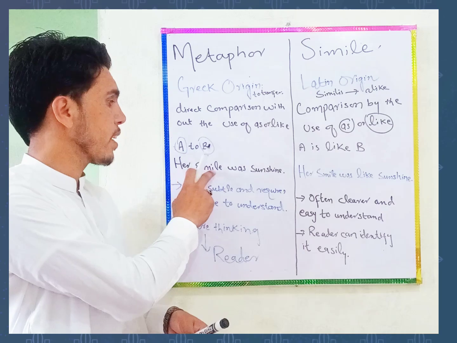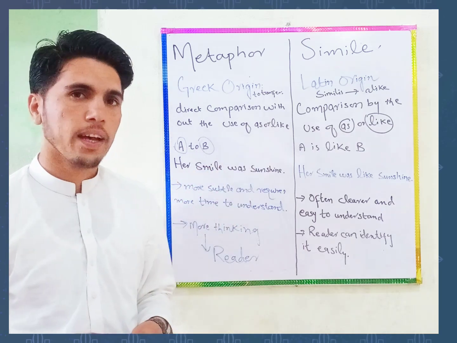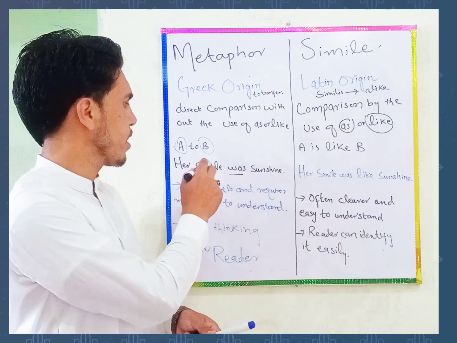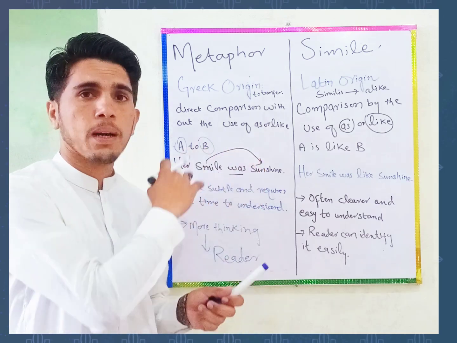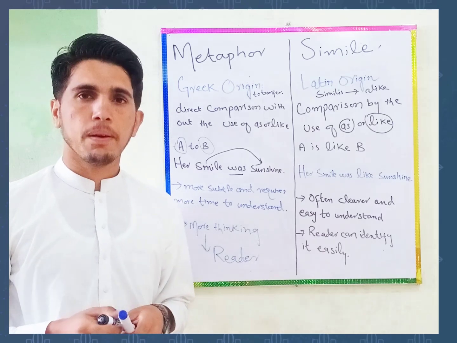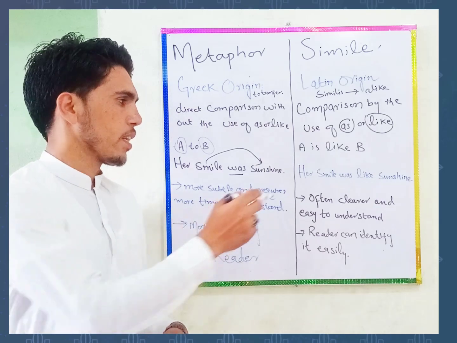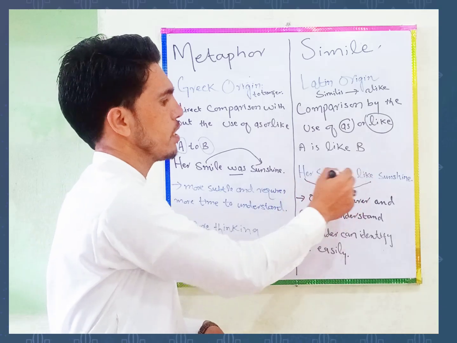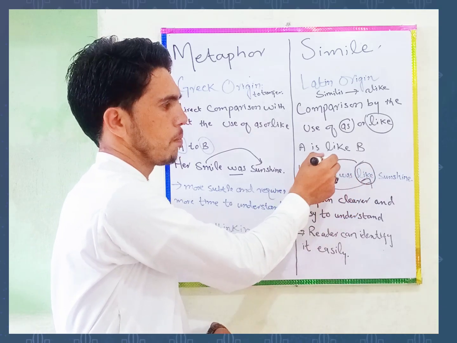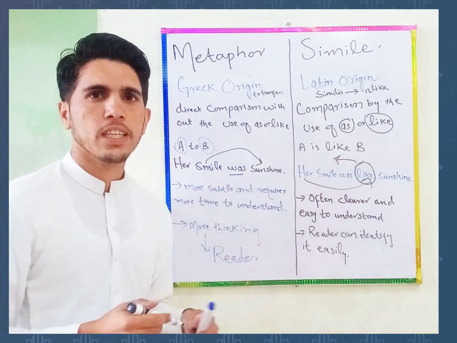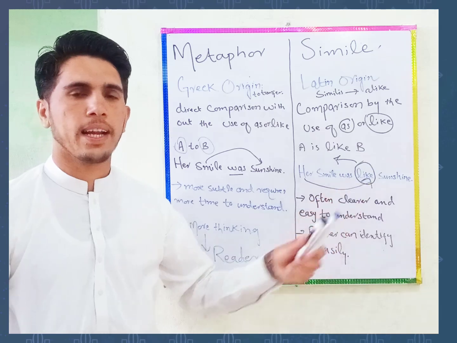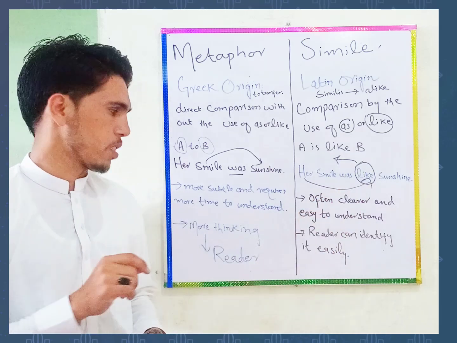For example, her smile was sunshine. Here, her smile is being directly compared with the sunshine. But in the case of simile, this is not so. Here simile says that her smile was like sunshine. Here the word like came as a connector or mediator, but in the case of metaphor, there is no use of like or as. So hope you have got this point.